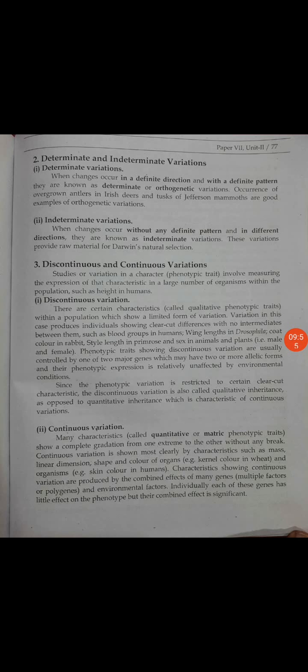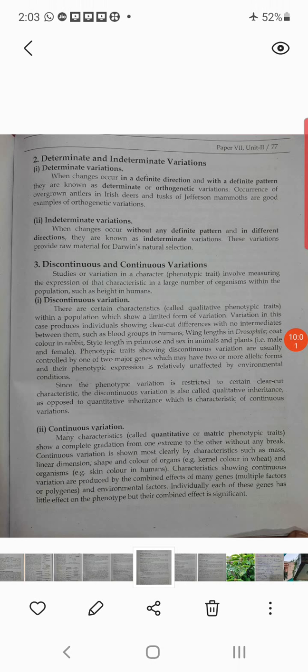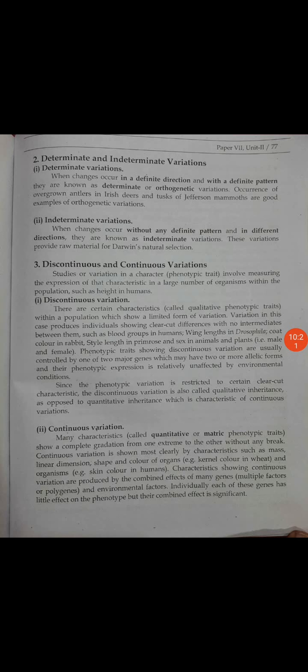Then indeterminate variations occur without any definite pattern, in different directions. They are known as indeterminate. These variations provide raw material for Darwin's natural selection. So any structural change can occur. By the way, any structural change they term as evolution. And whether it goes hereditary, it is permanent; if not, it remains as it is. So that is indeterminate variation.